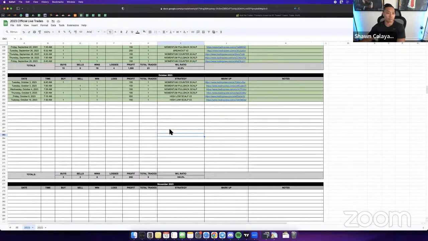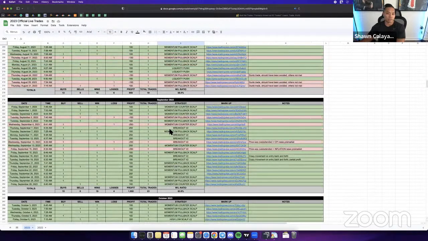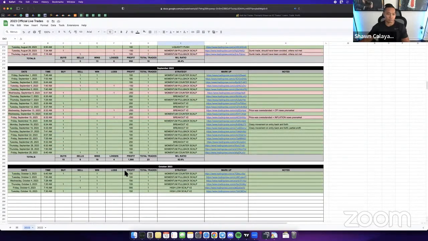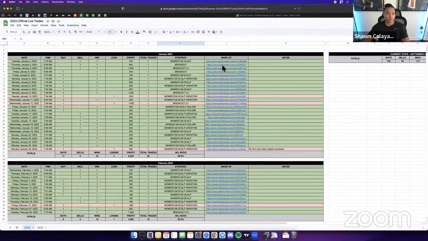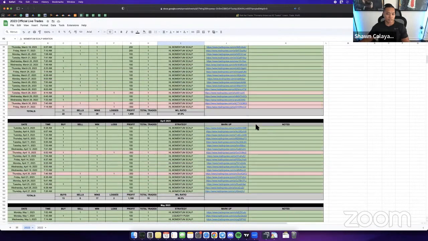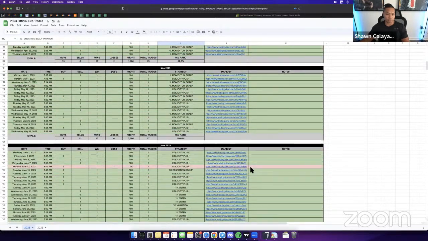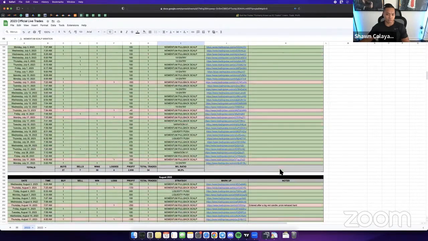Every trade I've taken from January 2023 up until October. So if you guys want to look at every trade we've taken this entire year, it has every markup for every trade that we've taken, has some explanation if necessary, and some details regarding the strategy if there are any notes regarding any of the entries.